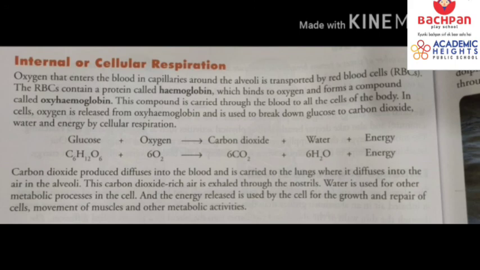So whole process में क्या हो रहा है कि ऑक्सीजन जो ब्लड में आया, now it combines with hemoglobin and forms oxyhemoglobin, and this compound enters the cell and there it breaks glucose and releases carbon dioxide, water and energy. So this is the whole process of respiration.